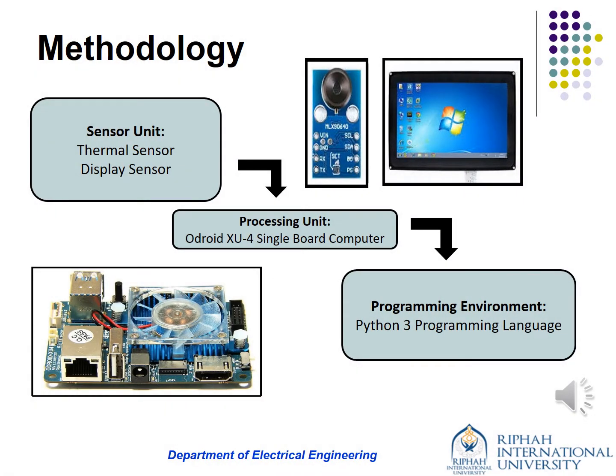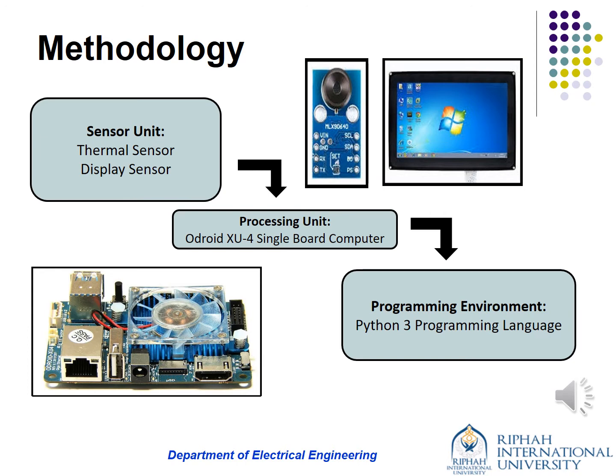In this section, I am going to explain the methodology of our project. The methodology contains three main parts. First, the sensor unit, the other one is the processing unit, and the last one is the programming environment. Let's come to our sensor unit. In the sensor unit, basically we use two main sensors. The first one is the thermal sensor and the other one is the display sensor.